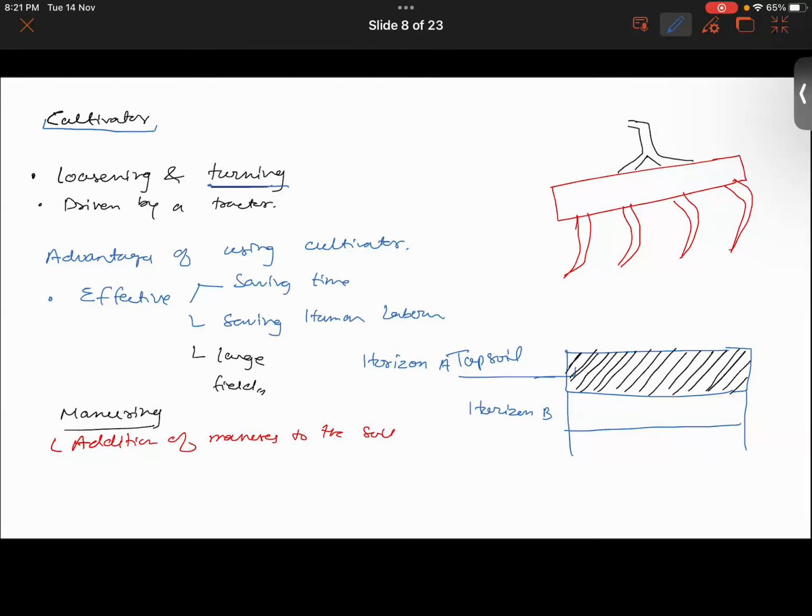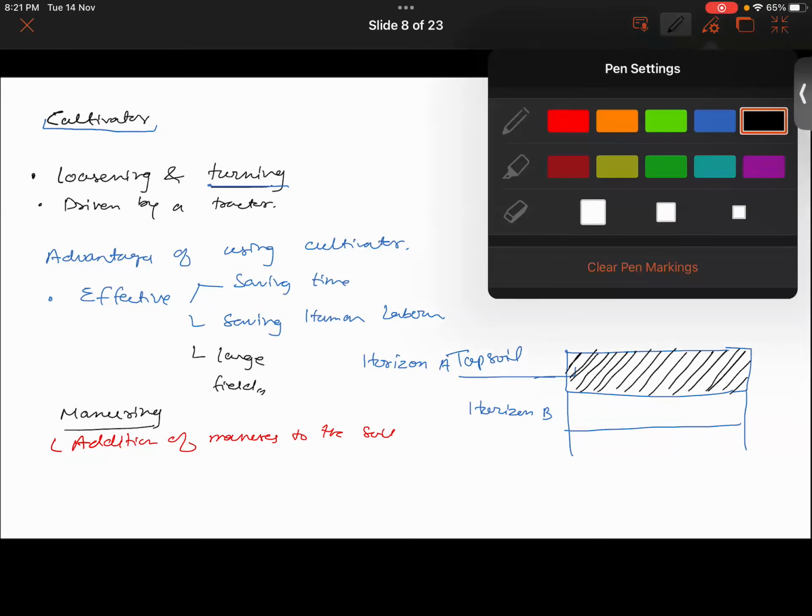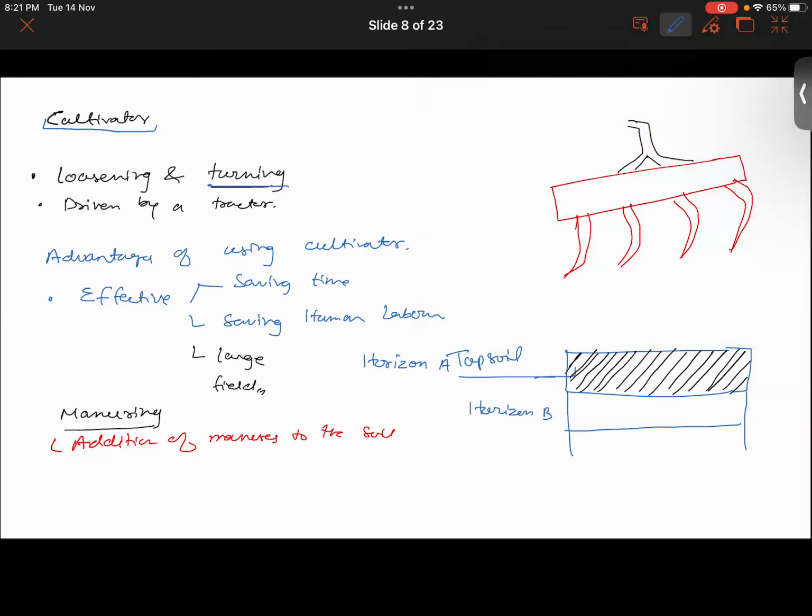Sometimes what happens, manure is added to the soil before the land is ploughed. Can anyone tell me why sometimes manure is added to the soil before it is ploughed? Sir, because when we are ploughing, the manures get mixed in the soil. Exactly, it helps in the proper mixing of manure with the soil. The manure can also soften the soil, and it will be adding humus to the soil.